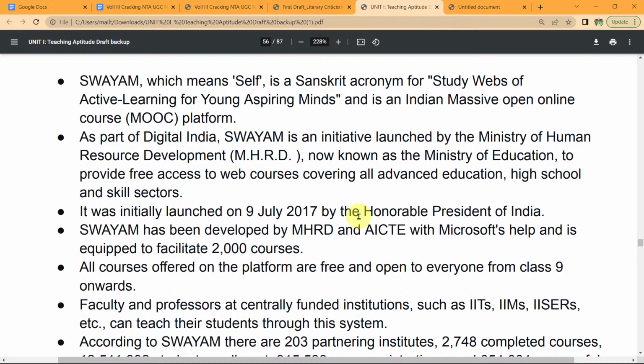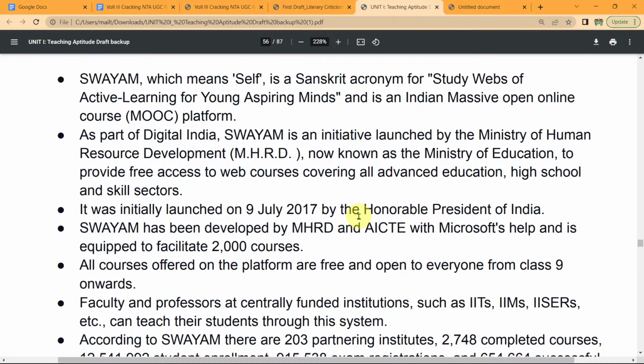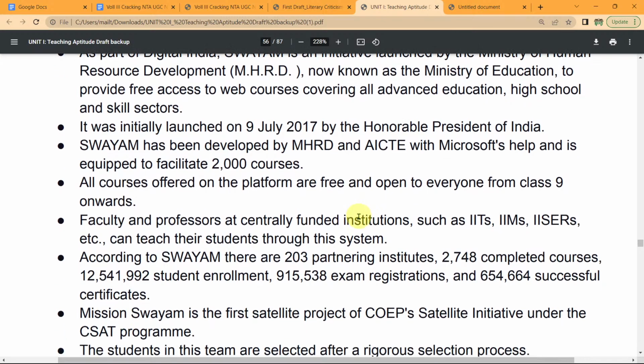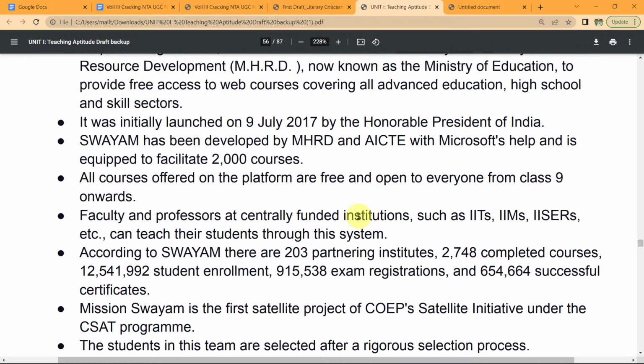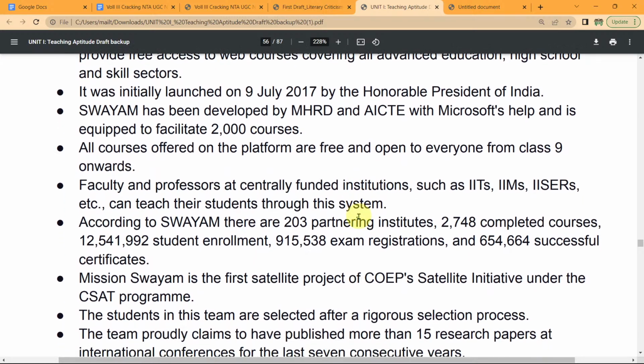And Swayam has been developed by MHRD and AICTE with Microsoft's help, and is equipped to facilitate 2000 courses. Also you should remember the number, and it starts from class 9 onward. And these faculties are from IITs, IIMs and IISER, right? And they teach through the channel.